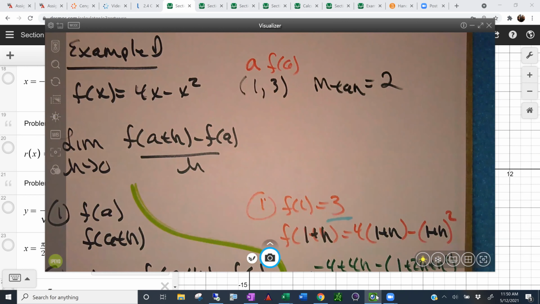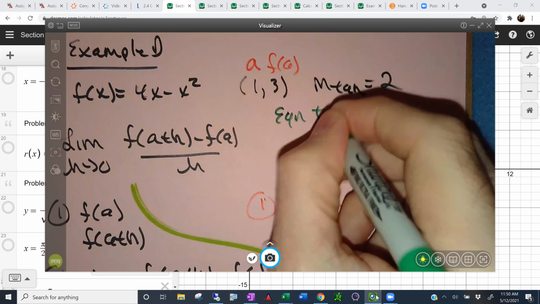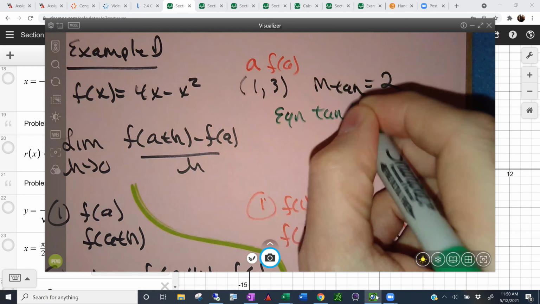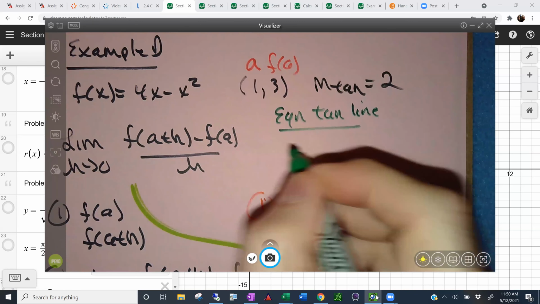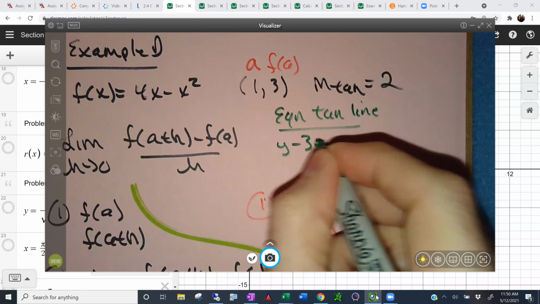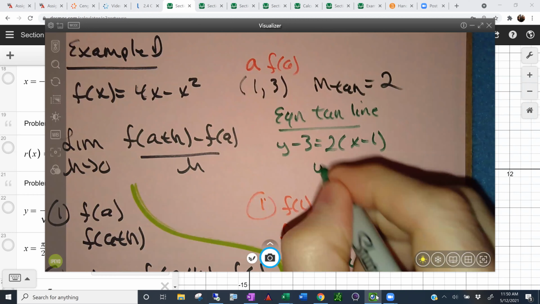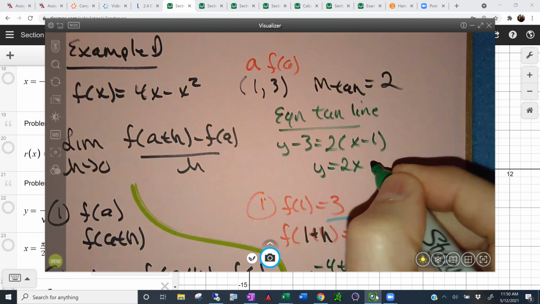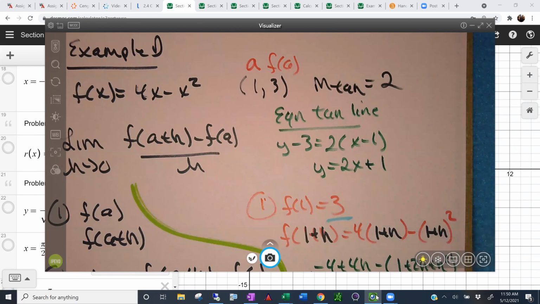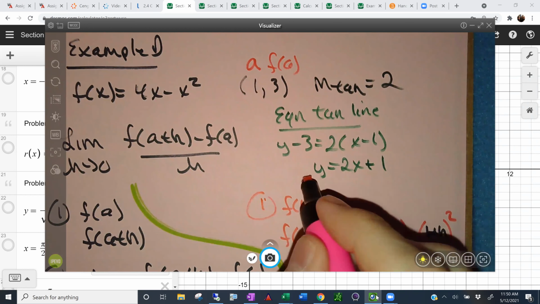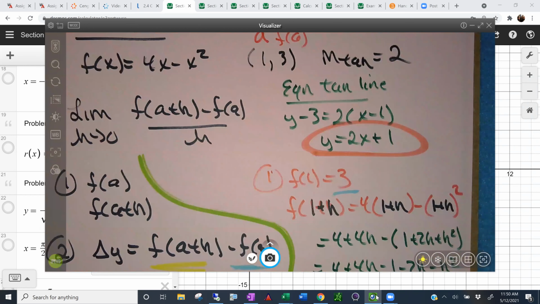equation of the tangent line is going to be y minus y1, so y minus 3 equals 2 times x minus 1. And if you solve, I think you're going to get y equals 2x plus 1. That's the equation of your tangent line. Let's see that that all makes sense. And we're going to see that by graphing it.